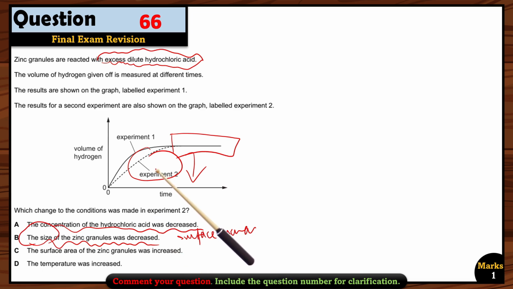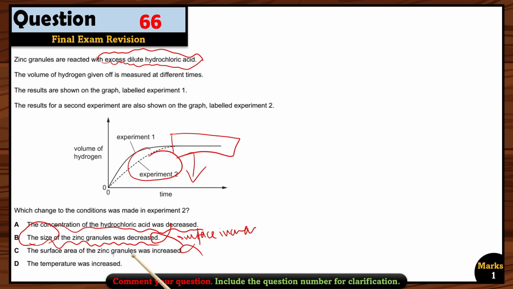But here the rate of reaction has been decreased in experiment 2. So that means this option is wrong. The surface area of the zinc granules was increased. Again wrong, because if you increase the surface area, experiment 2 will have a higher rate of reaction. But here if you see, it is less steep than experiment 1, so the rate of reaction is lower.